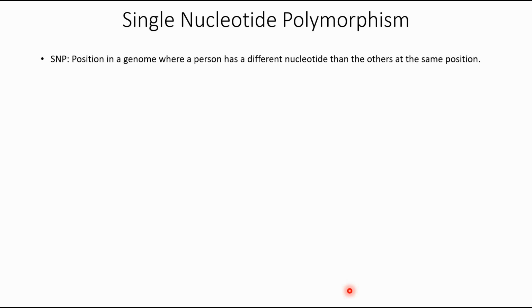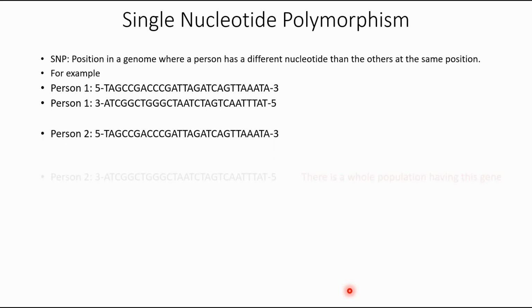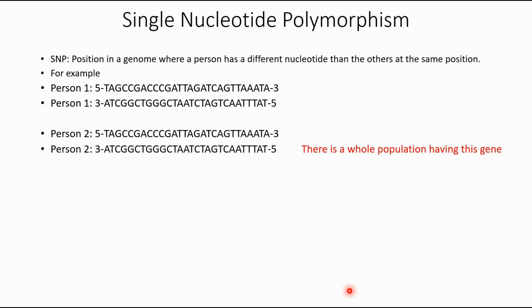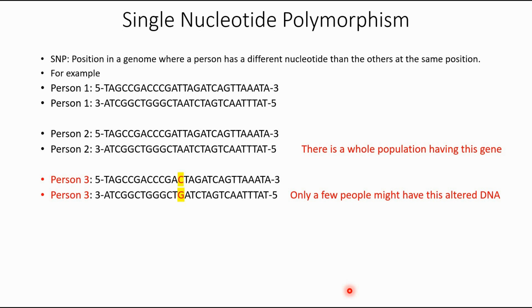An SNP is a position in a genome where a person has a different nucleotide than the others at the same position. For example, this is the wild type allele. That is, most of the people of that population have this specific allele in their gene. But there might arise some people with a point mutation in this specific gene. For example, this is another person who has C in place of T in this specific gene. So it will create another allele with C instead of T.